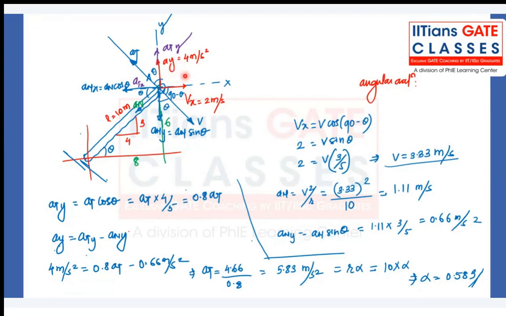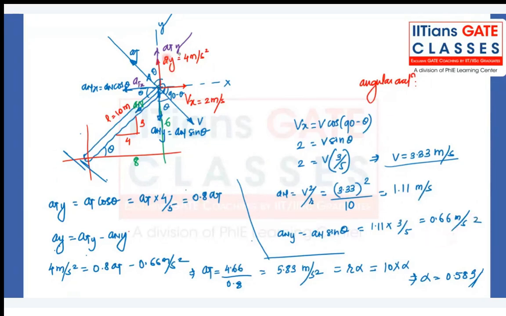Which is given to us. So we know AN is always directed towards the center. So this is the correct direction for the AN, and ANY will be acting downward. So ANY is equal to AN sine of theta. AN we just calculated, that is 1.11, times sine of theta, which is again 3 by 5. You will get 0.66. So you got the value of ANY.